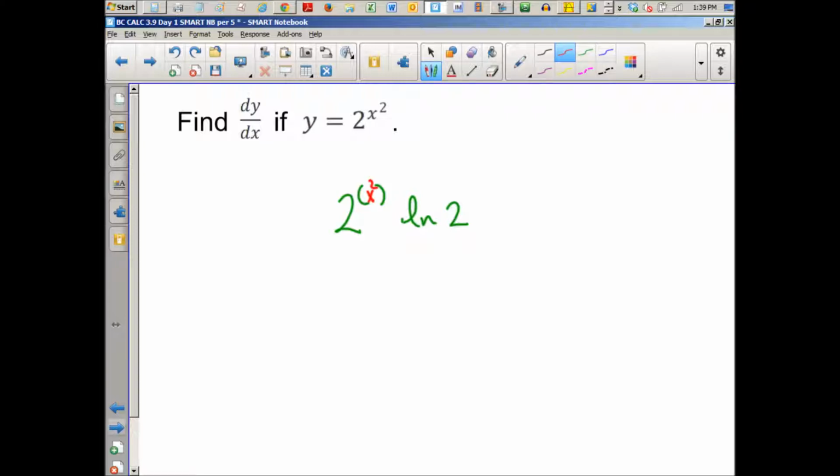What's the ln 2 doing there? It's part of the package. It's always there when you do the derivative of 2 to the something. Now you multiply by 2x. Okay? It's part of the rule. The derivative of 2 to the something is 2 to the something ln 2. Always. That's why I have it in green. That goes together, always. You can't separate that green. That's the way it is. Let's go on to the next problem.